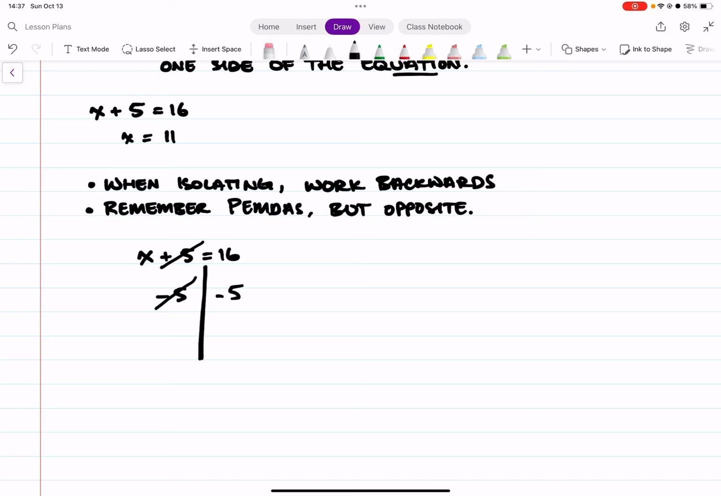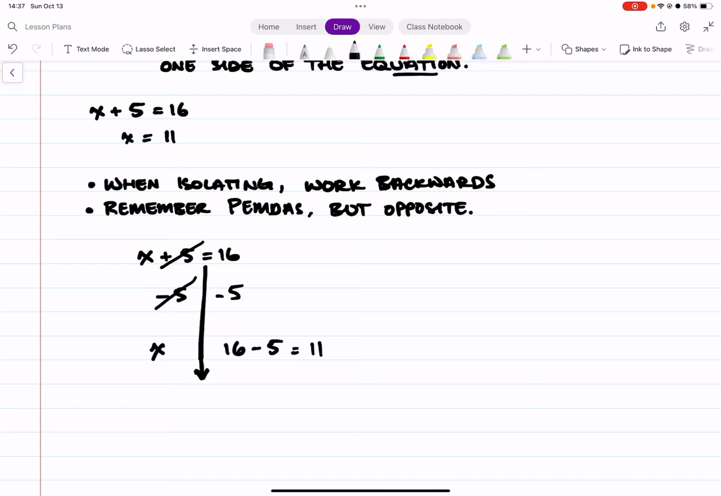Because now I've just managed to get rid of that. So what am I left with on the left side? Well, I'm just left with x. What about on the right side? I'm left with 16 minus 5, right? Because there's 16 there and I'm minus 5. Well, what's 16 minus 5? 16 minus 5 is equal to 11. So I'm actually done with that. I don't think I could do anything else.